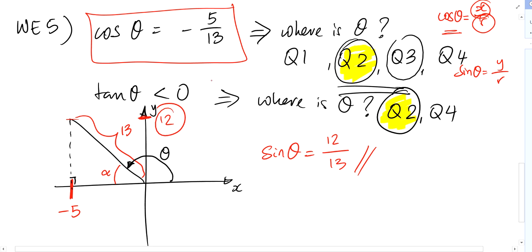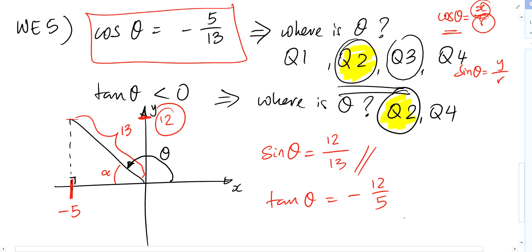Now we need to find tangent theta. What is it? The question asks us to find tangent theta also. Negative 12 over 5. Opposite over adjacent. So strictly speaking, does this negative sign belong to the 12 or the 5? It belongs to the 5. But we normally write it this way. It's negative anyway.